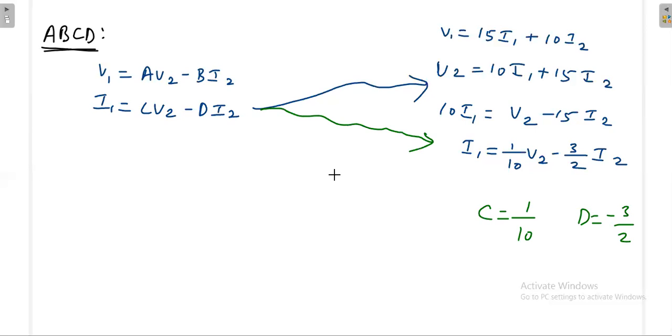C is equal to 1 by 10. Plus, sir. Plus. Okay, because already here also minus, here also minus. So D means here plus 3 by 2. Okay, now again we'll take the another equation.